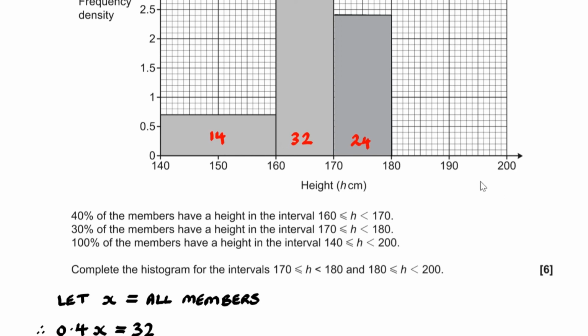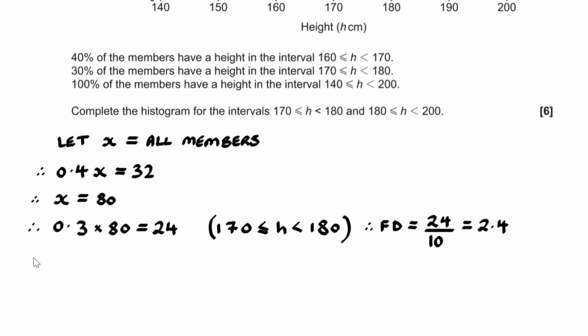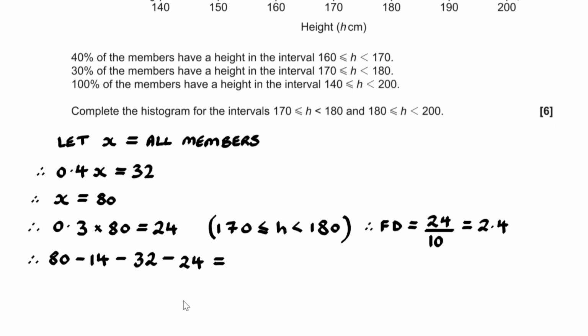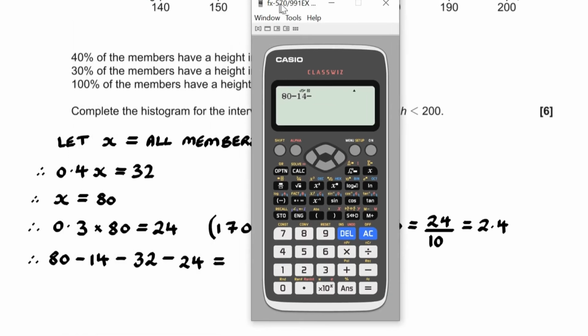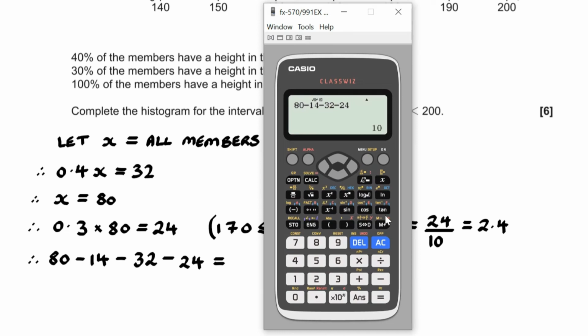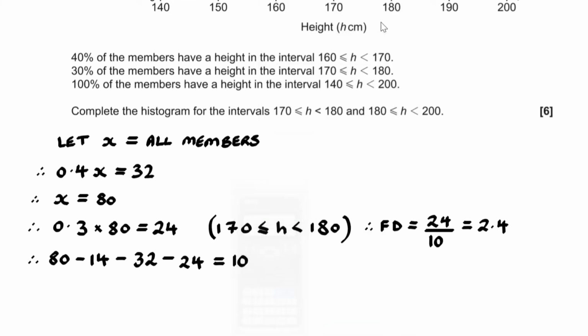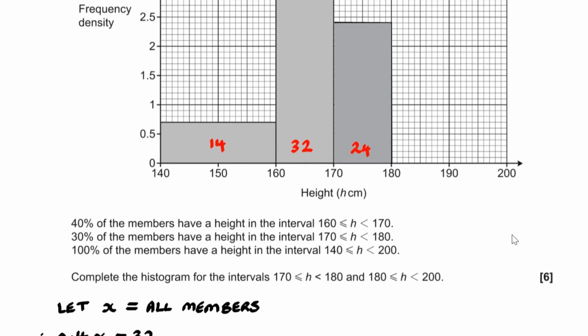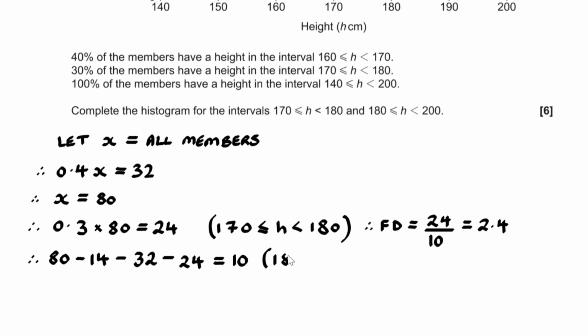And then from 180 to 200, well, we have 80 members in total. We then subtract 14 from this interval. We subtract 32 from the other interval. We then subtract 24. And if we work this out, 80 subtract 14 subtract 32 subtract 24, we get 10. So there are 10 in between 180 and 200. So between 180 and 200 we have 10.